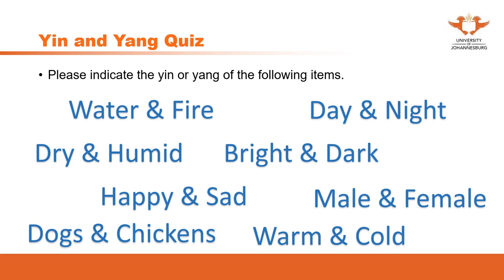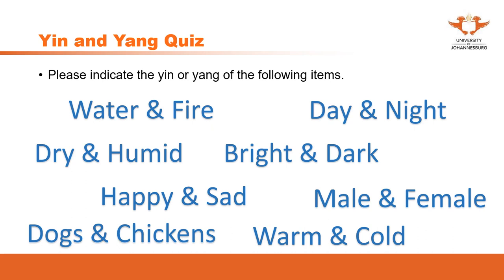Compared in terms of the light, the brightness, day is brighter, night is darker. Dry and humid, in terms of humidity, dry is yang, humid is yin. Bright and dark, bright is yang, dark is yin in terms of light. Happy and sad, happy is yang, sad is yin. And also, compared with male and female, male is yang, female is yin, because in general, the male body structure is stronger than female, or male is bigger than female. So in general, male is considered yang, female yin. Warm and cold, warm is considered yang, cold considered yin.